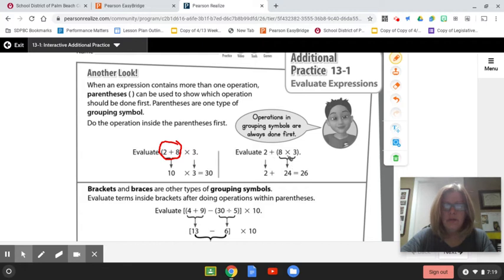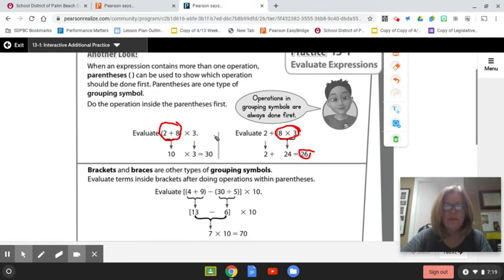over here, if it was changed this way, if the 8 times 3 was in parentheses, you would do that first, even though it's over to the right here. So 8 times 3 is 24. Then you would bring the 2 down, and that's how you would get 26. So brackets, parentheses, those always have to come first.